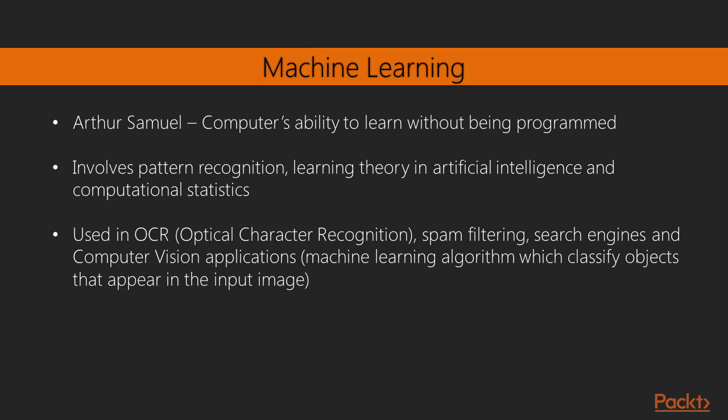Machine learning is used in hundreds of applications such as OCR, optical character recognition, spam filtering, search engines, and thousands of computer vision applications that we will develop in the current section, where a machine learning algorithm tries to classify the objects that appear in the input image.